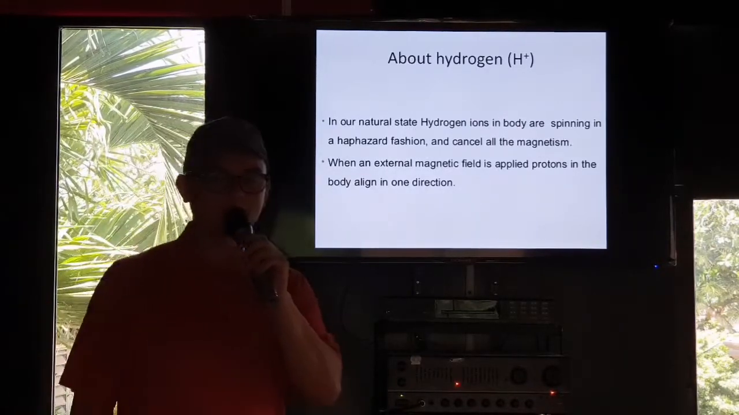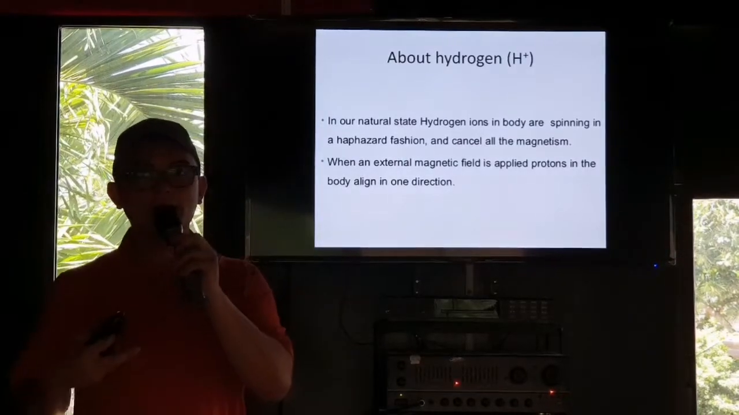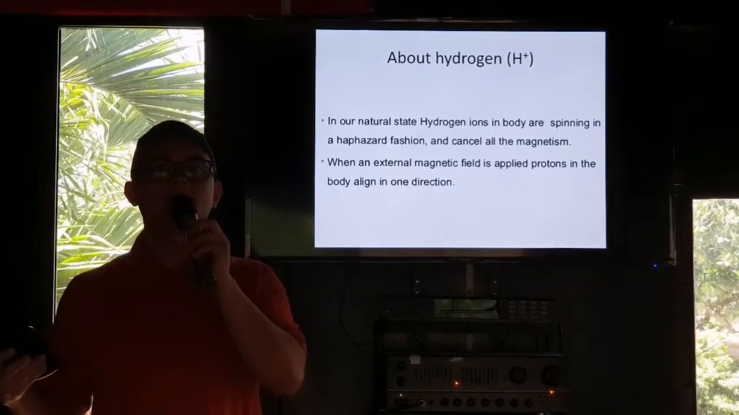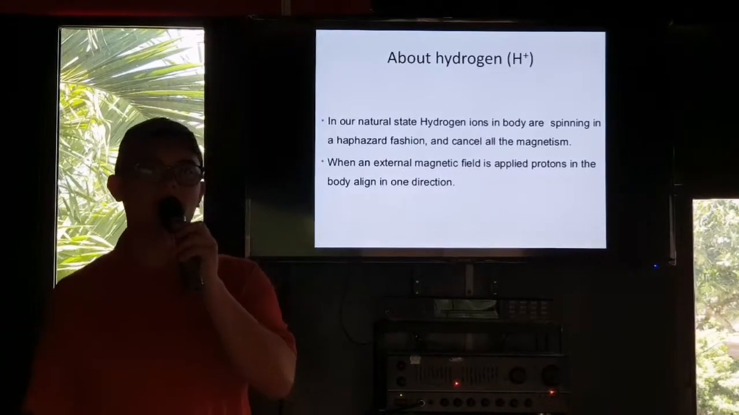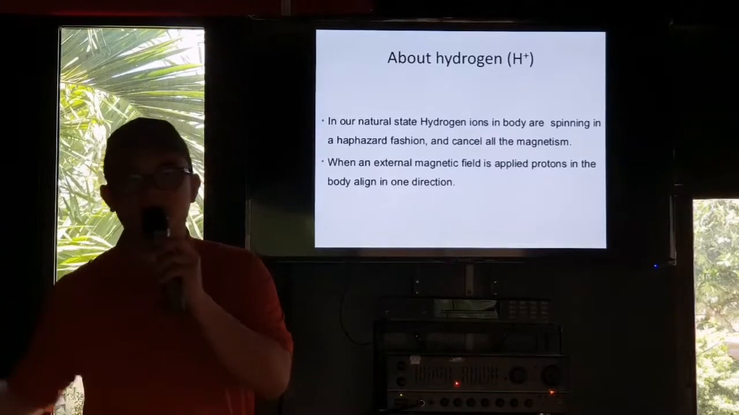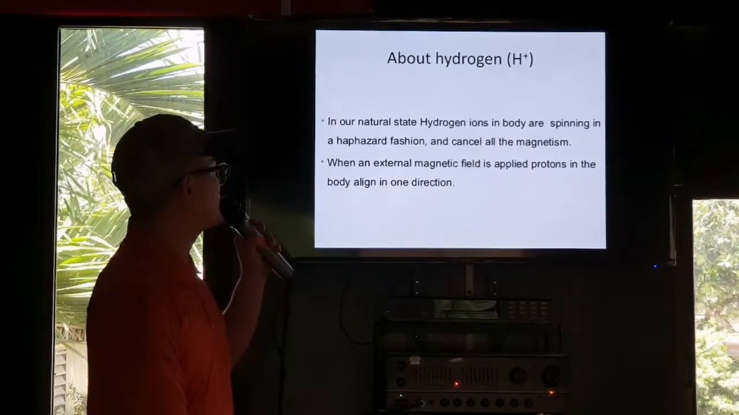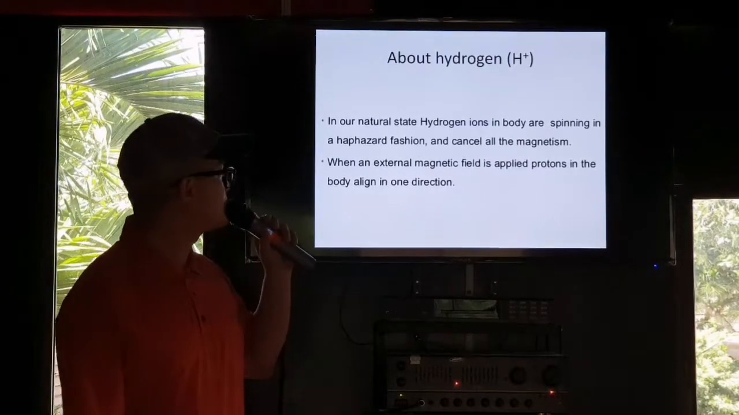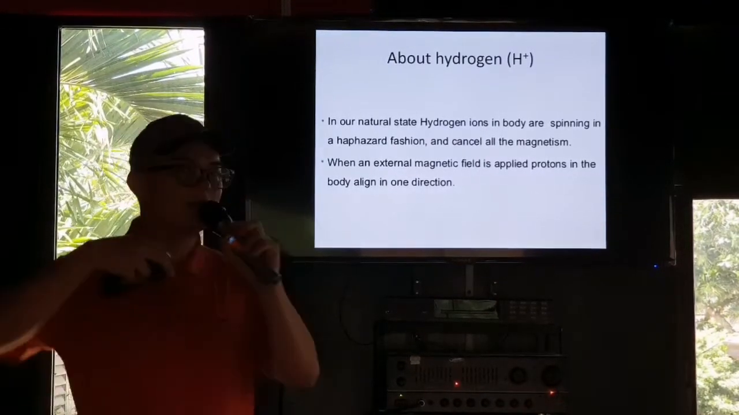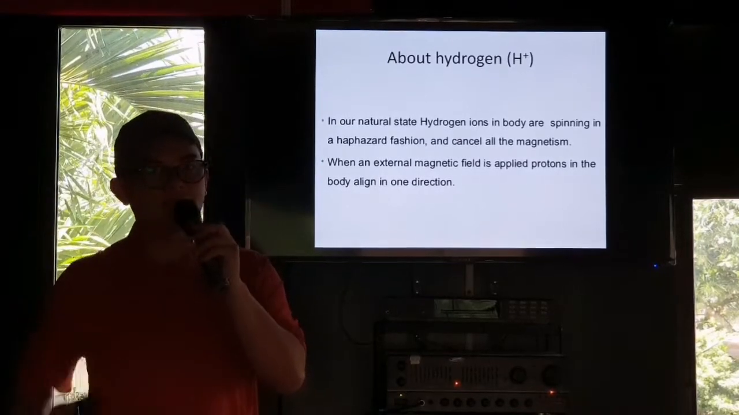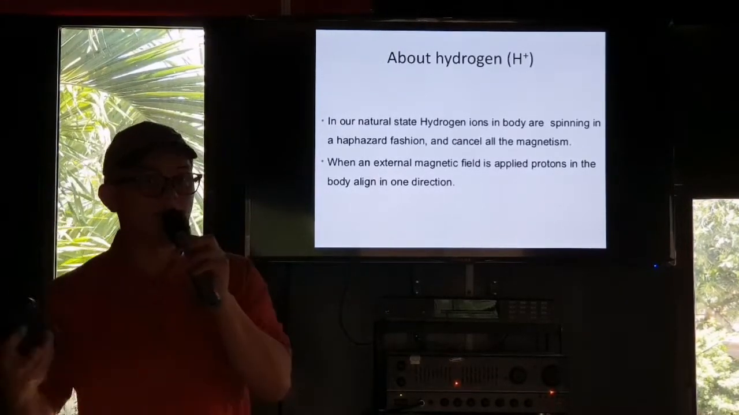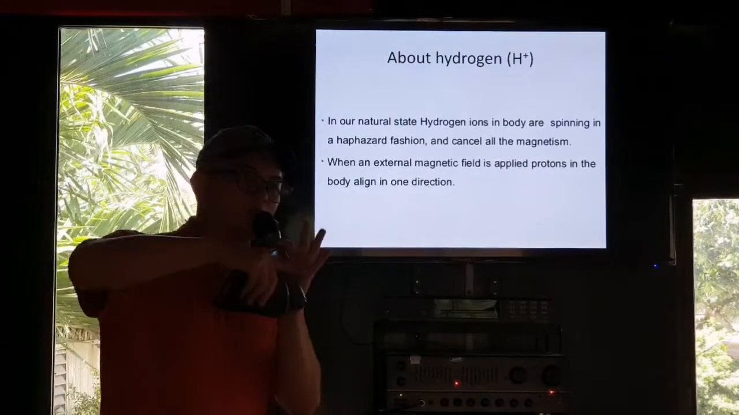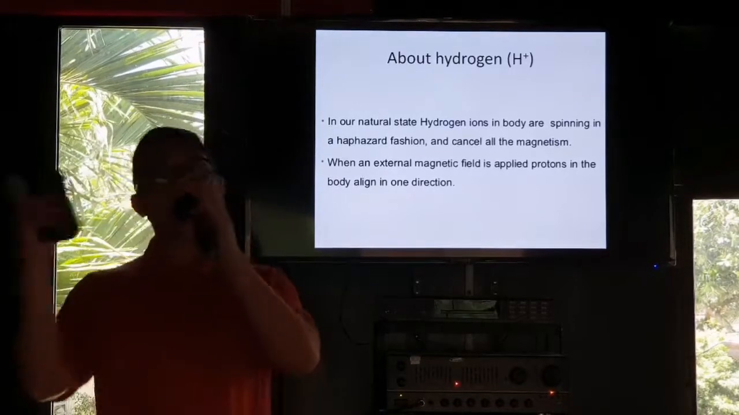Normally, the protons in our body, the hydrogen atoms, spin in a haphazard fashion, and this cancels out all magnetism. Obviously, we don't magnetize metal. But during an MRI, when the radio frequency pulse is sent, an external magnetic field is applied to all those hydrogen atoms, to all the protons in the specific area, and they all align in one direction. So, moving away from the haphazard motion, they align in one direction.